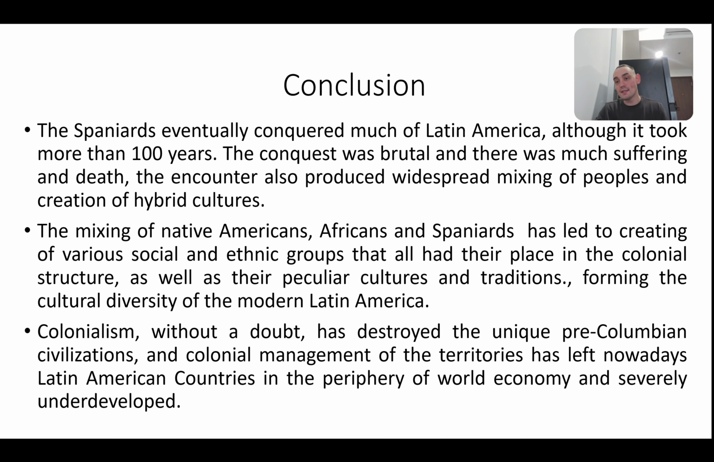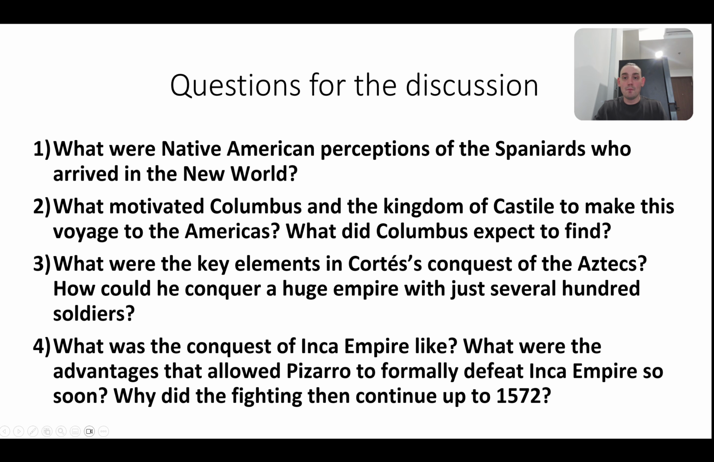And that's basically it. And these are the questions that we are going to discuss with you guys when we meet next, right? What were the Native Americans' perceptions of the Spaniards who came, and vice versa? So we can talk about that as well. What motivated Columbus and the Kingdom of Castile to make this voyage to the Americas? What did Columbus expect to find? And the next question, what were the key elements of Cortés' conquest of the Aztecs? Then the same about the Incas.